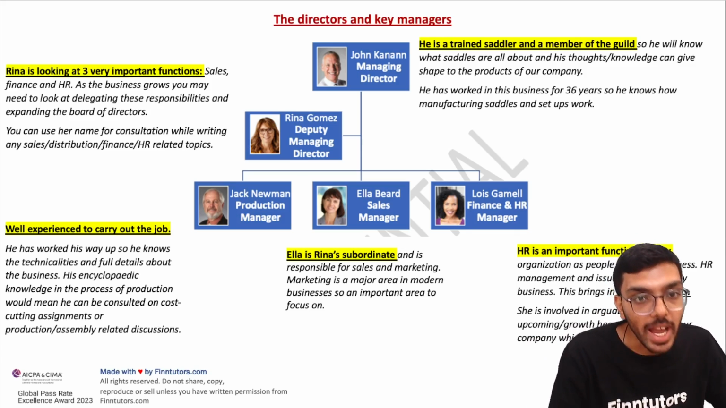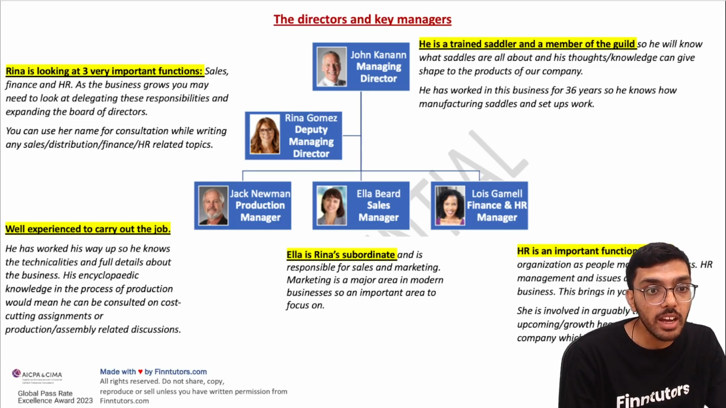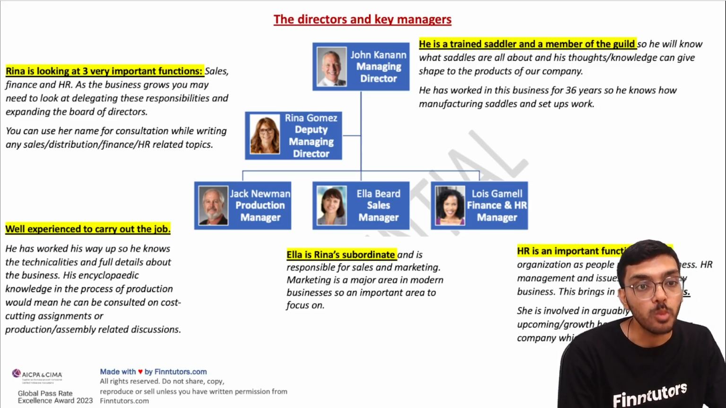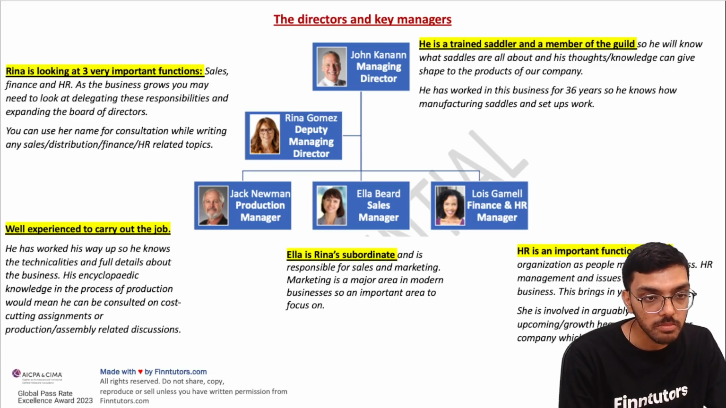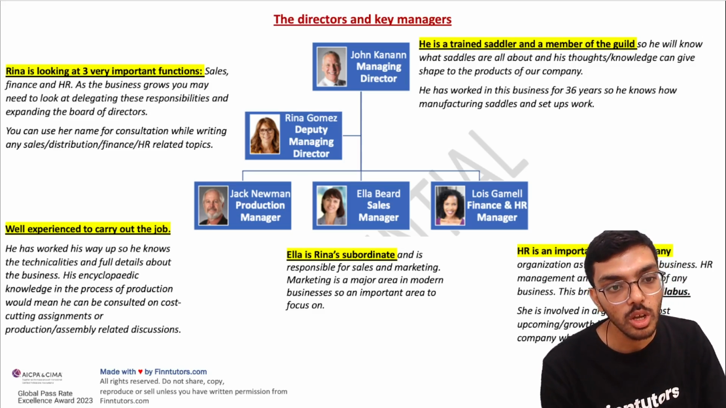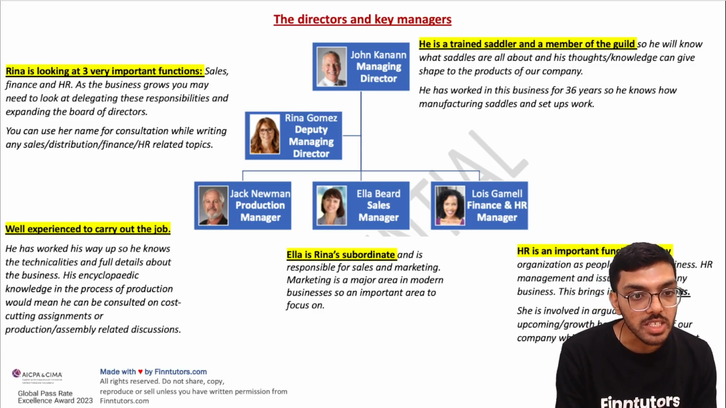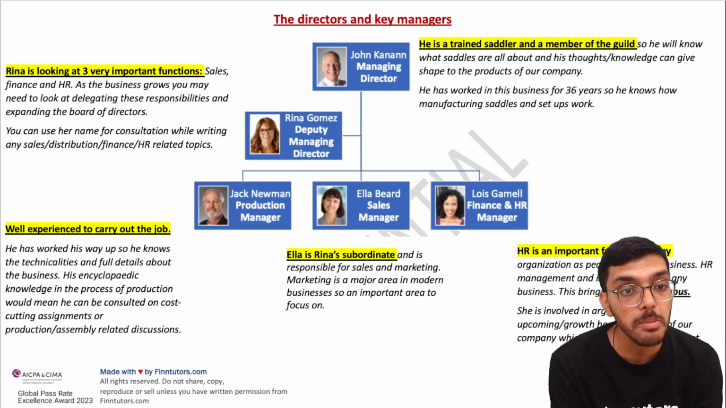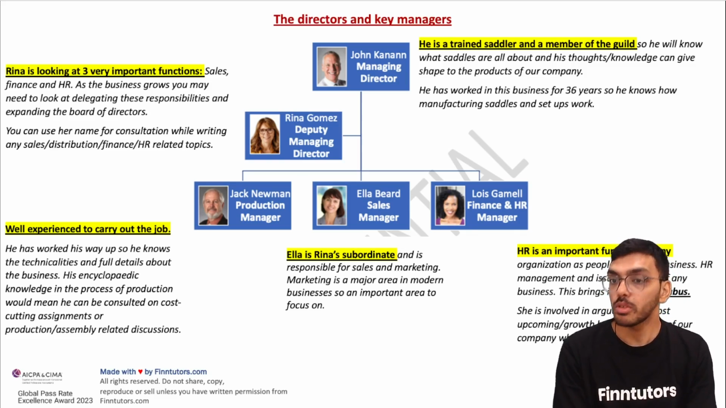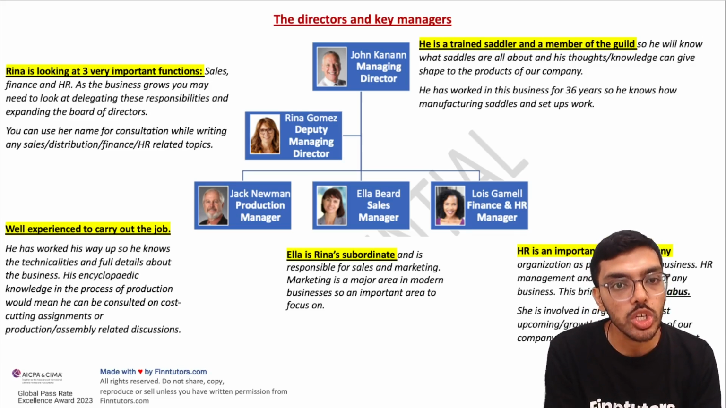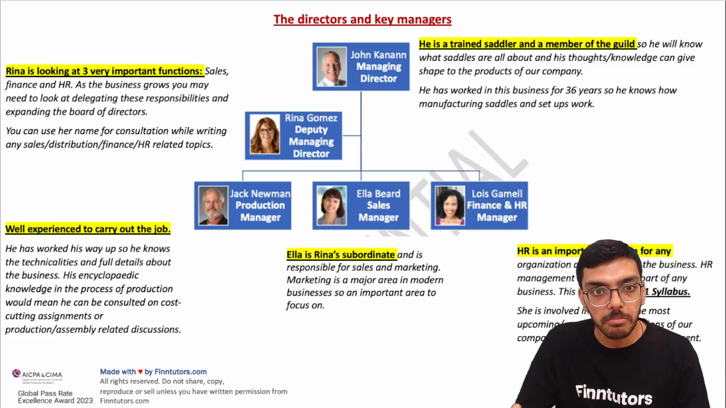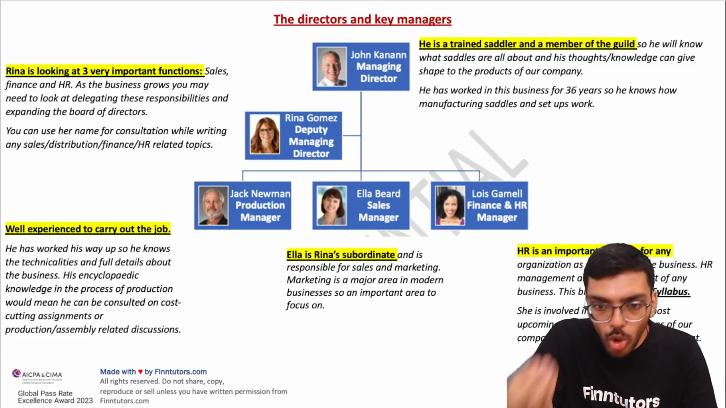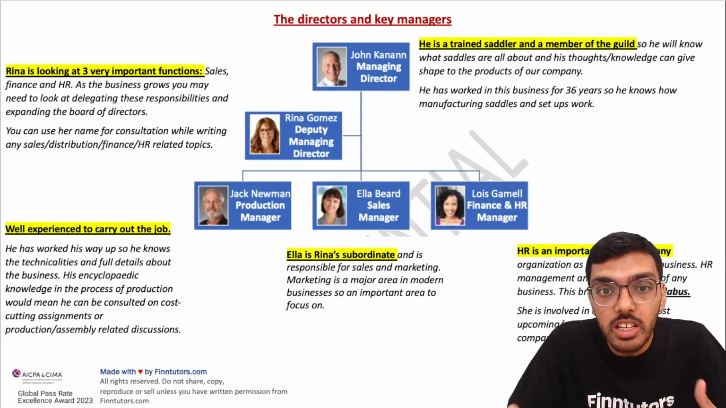So coming back, Jack, he is well experienced to carry out his job because he has worked his way up in this business. So he knows the technicalities. His encyclopedic knowledge in the process of production would mean he can be consulted on cost-cutting assignments or production, assembly-related decisions. When you are speaking about production, assembly, cost-cutting, you can use Jack's name because that's his core competency. That is something that he is good at.